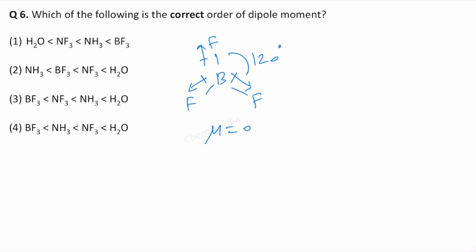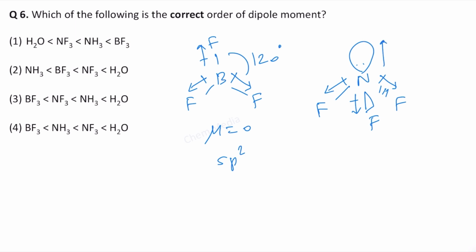In the case of NF3, the hybridization is sp3, here it is sp2. Now, in NF3, the hybridization is sp3. There will be one lone pair because we have 5 valence electrons in nitrogen. And now the dipole orientation will be once again towards fluorine, because fluorine is more electronegative than nitrogen. However, here the net dipole moment won't be 0.